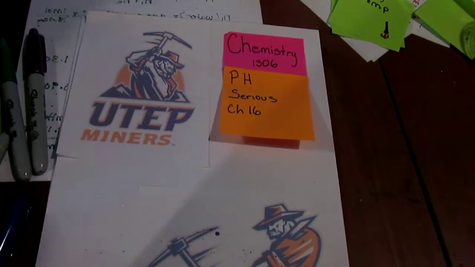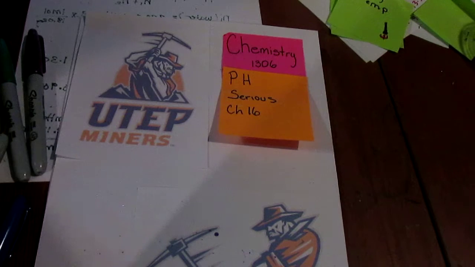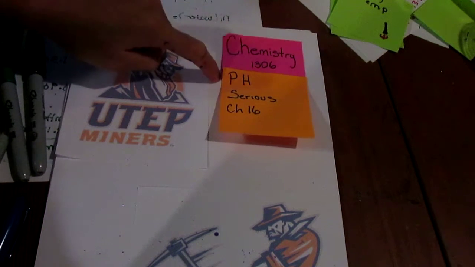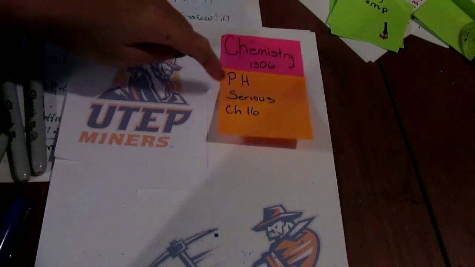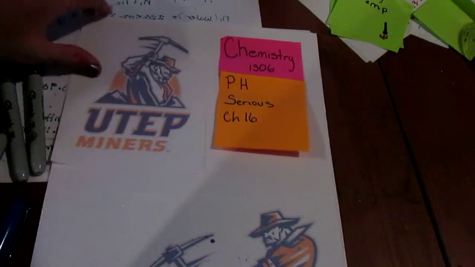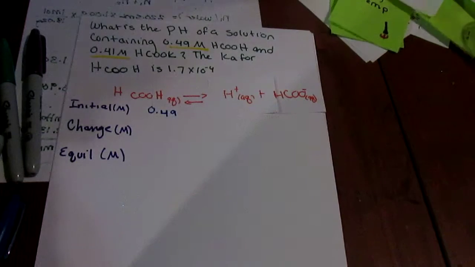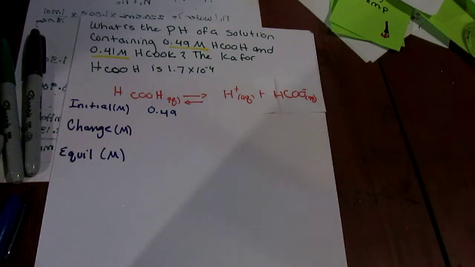Okay, here's Chemistry 1306. We're gonna go over a potassium formate solution. This is serious pH business here, located in chapter 16. First we begin with our problem. What is the pH of a solution containing 0.49 molar of HCOOH and 0.41 molar of HCOOK?